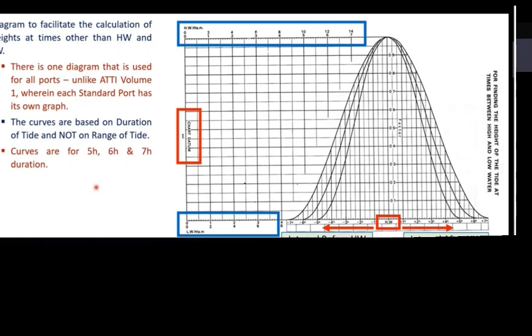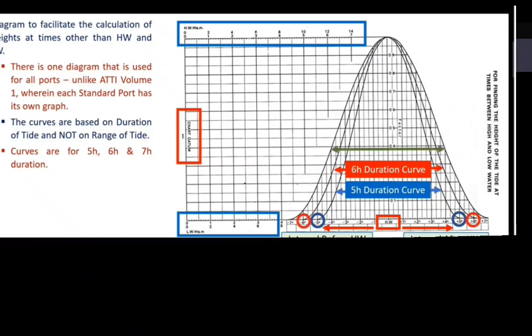There are 3 curves for 5 hours, 6 hours, and 7 hours. This curve, which is now being marked by the blue arrow out here, is the curve for 5 hours duration. This is the curve for 6 hour duration, the middle one, and the outermost is the curve for 7 hours duration.